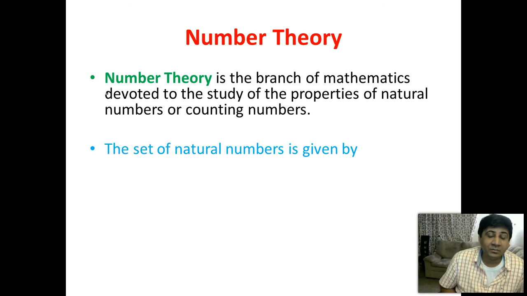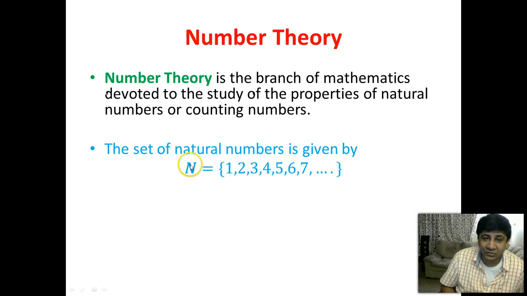The set of natural numbers is given by a capital letter N, which is bold, and the numbers start at 1, 2, 3, 4, all the whole numbers all the way to infinity. These three dots at the end mean the set goes all the way to infinity.